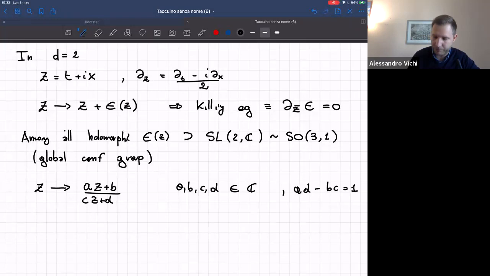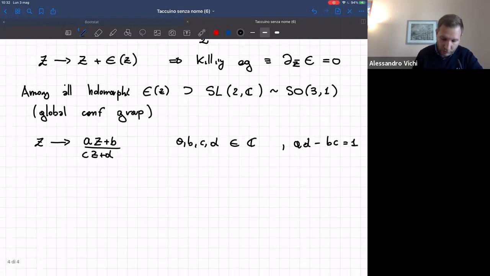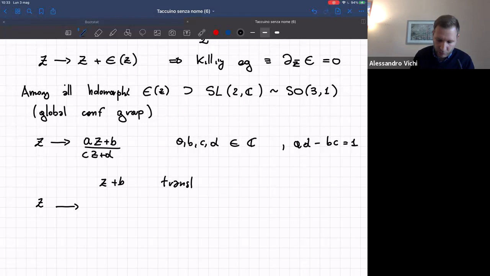So this is the global conformal group, and let's have a look at how it looks, because it's going to be very similar in higher dimensions. So among these, you have z going, for instance, to z plus b, which are translations. So that's great, we recover something that we wanted. There is z going to e to the i theta times z, which are rotations, which again is something we wanted to begin with. And for those, we didn't even need to impose the Killing equation, or if you want, the Killing equation is somewhat trivial.